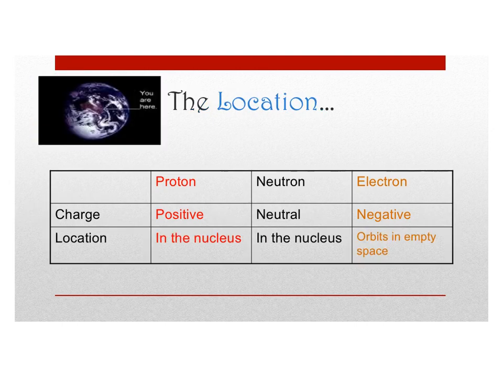Another way they are different, from the picture we filled in before, you can tell that they have different locations. Protons are in that middle part, called the nucleus. Neutrons are also in the middle part, called the nucleus. And electrons are out around in those orbits in the empty space around the nucleus.